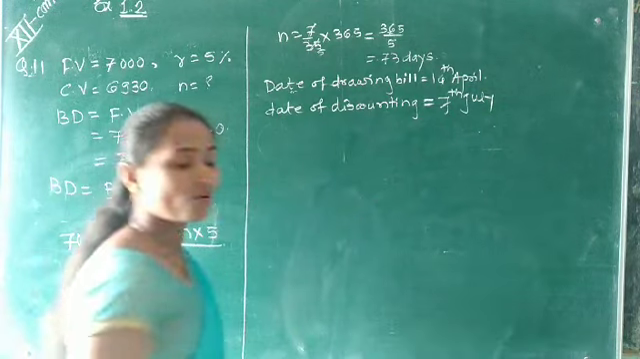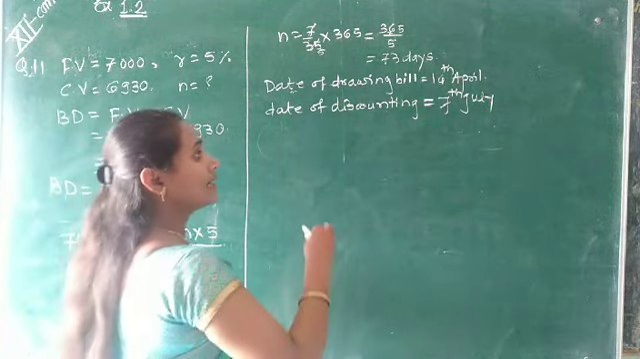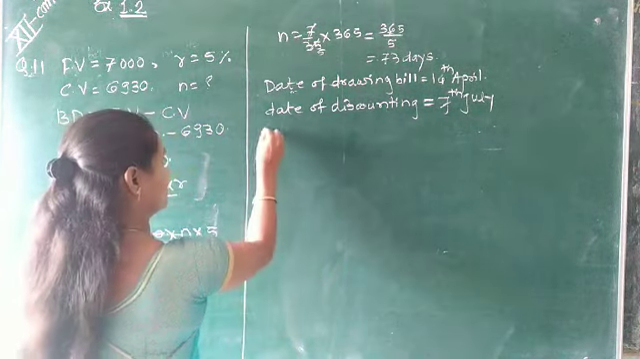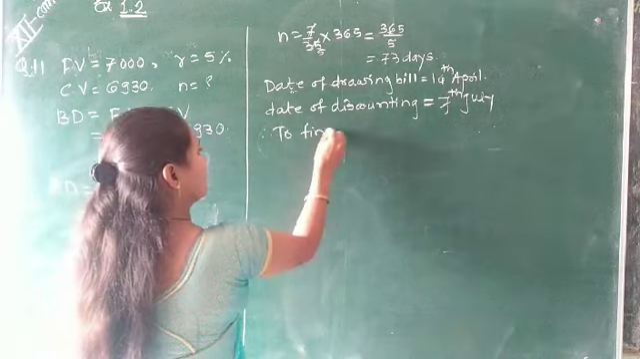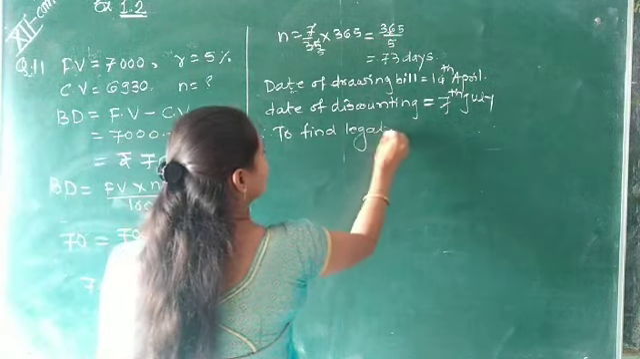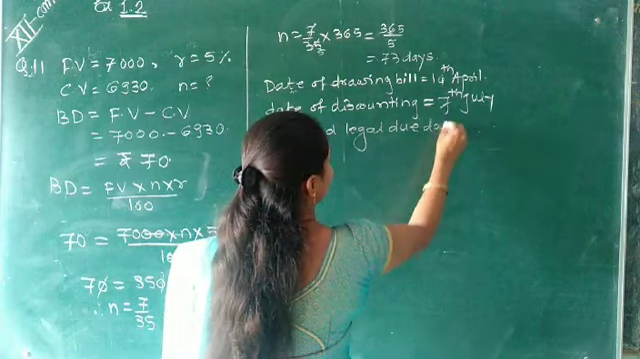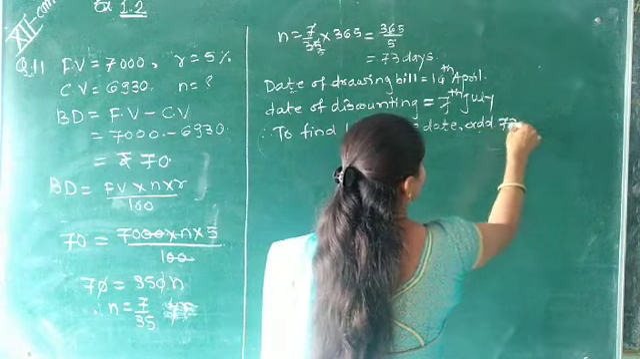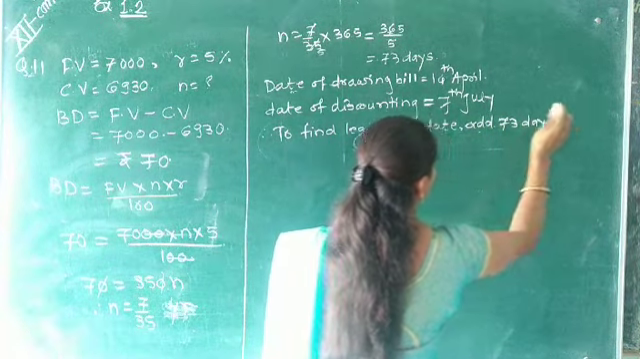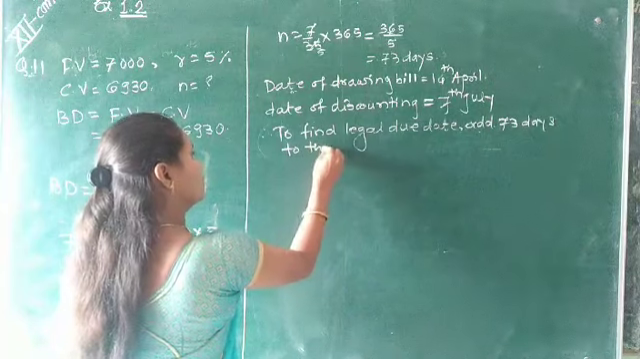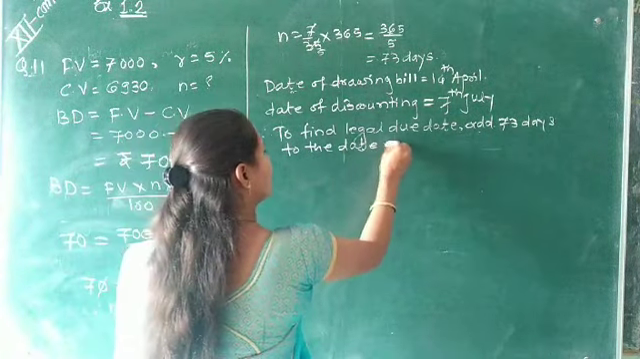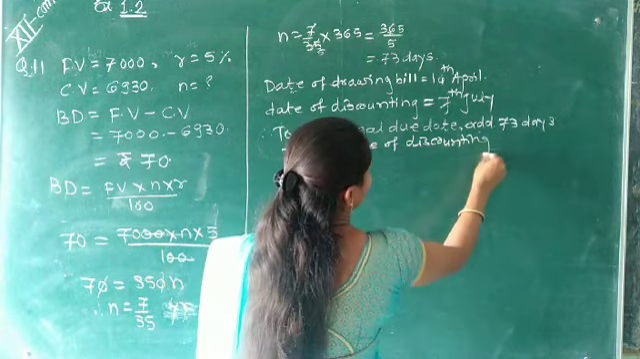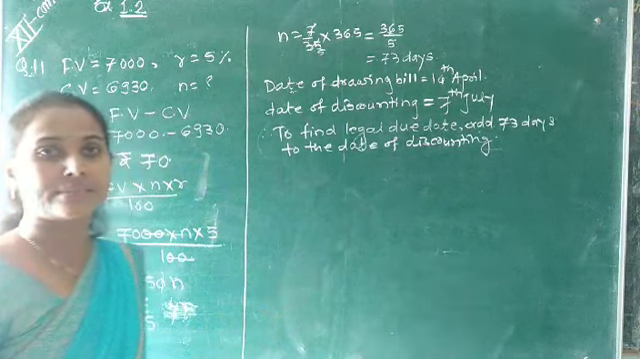Now see here, we are going to find the legal due date. Now calculate the 73 days from the date of discounting. To find the legal due date, add 73 days to the date of discounting. जी डेट ऑफ डिस्काउंटिंग आहे ती पुढे किती दिवस काउंट करायचे आपल्याला 73 डेज.